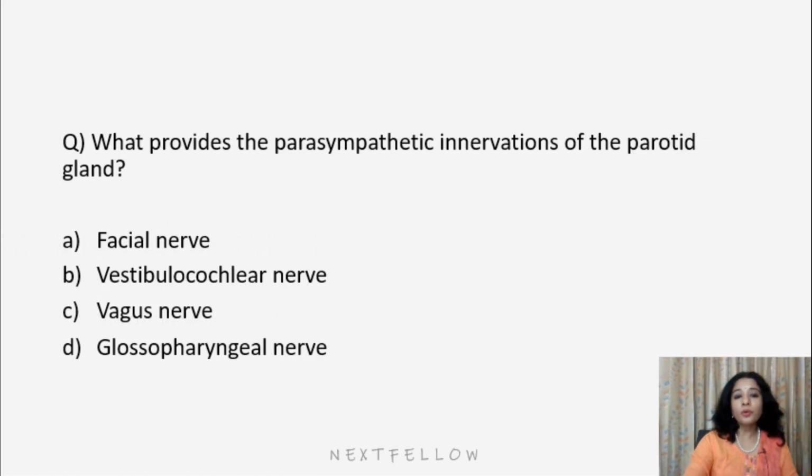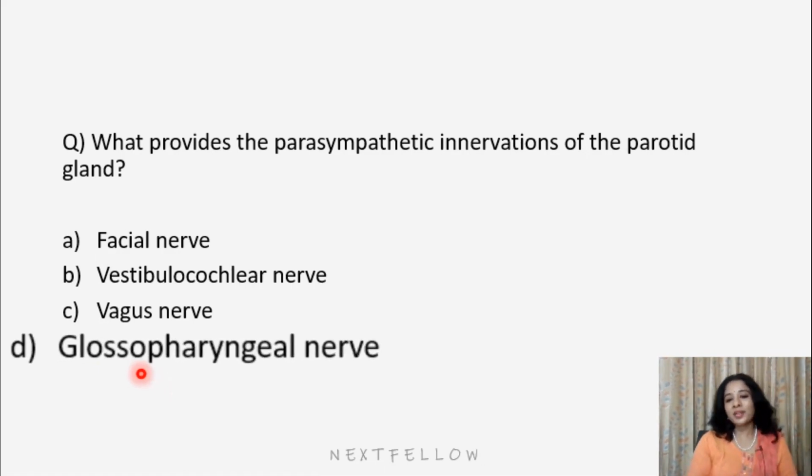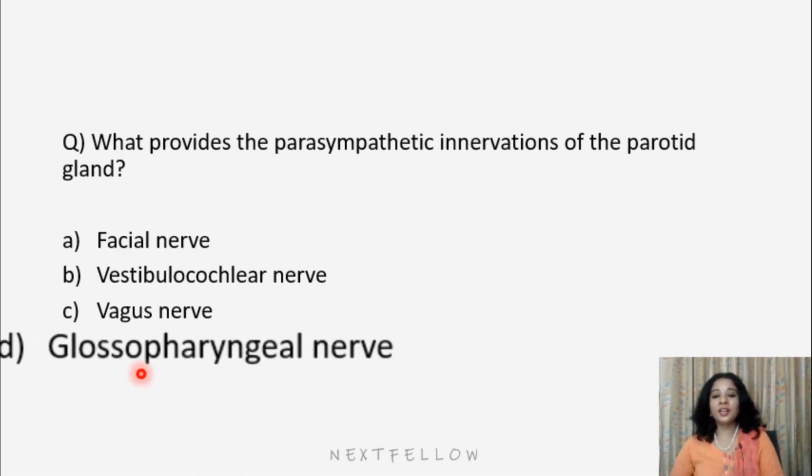So what provides the parasympathetic innervation of the parotid? The options are facial, vestibular, vagus, glossopharyngeal. I hope you all know the answer now. We know the otic ganglion is functionally related to the glossopharyngeal nerve. Topographically, it is related along with the mandibular nerve. So the answer is the glossopharyngeal nerve. So this completes the anatomy of the parotid gland along with the structures passing through it, its nerve supply and some clinical aspects. Thank you.